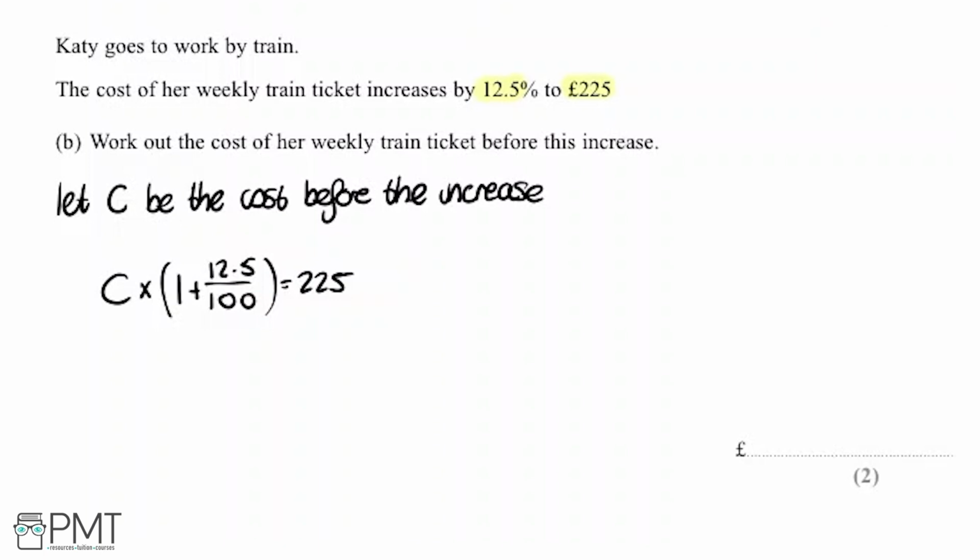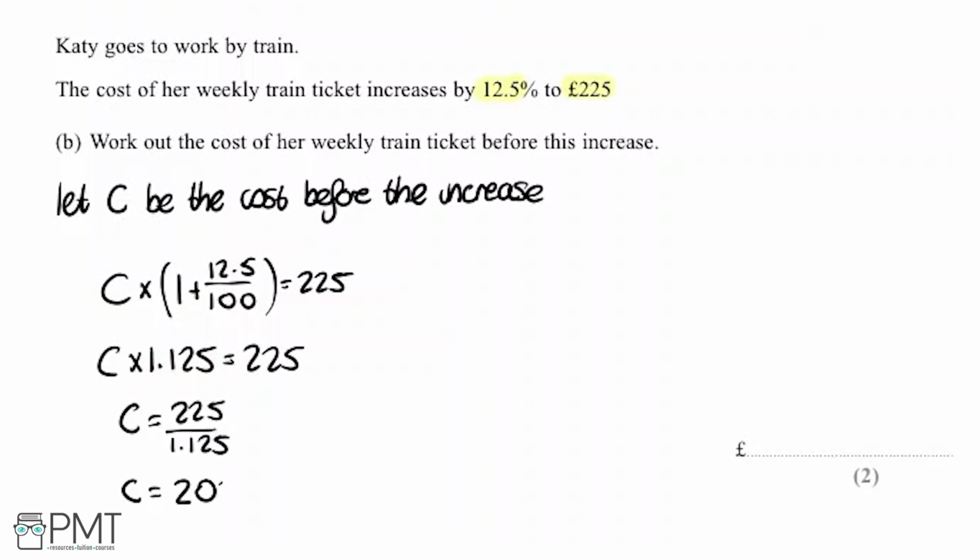Now we need to solve for C. So I'm firstly going to work out what's in this bracket. So we're going to have C multiplied by 1.125. And that's again equal to 225. Then if I divide both sides by 1.125, we're left with C on the left hand side and that's going to equal 200. And that's the answer to the question. Before the increase, the cost of the train ticket was £200.